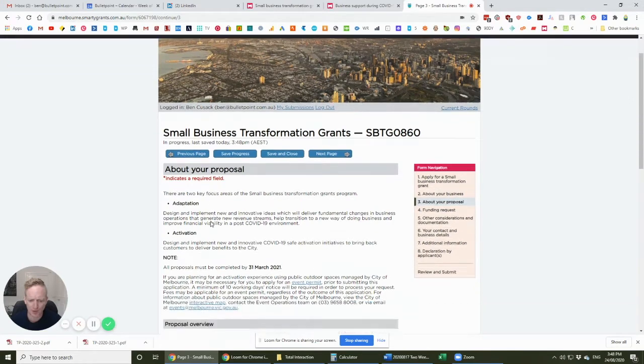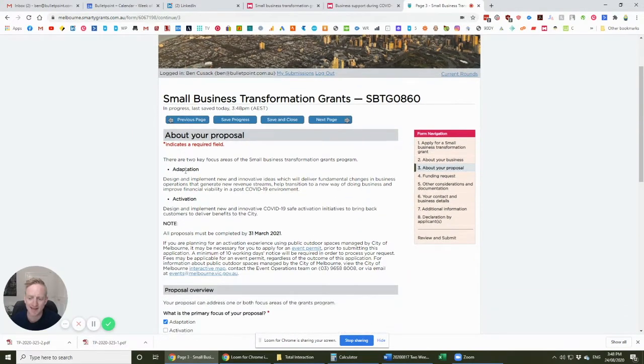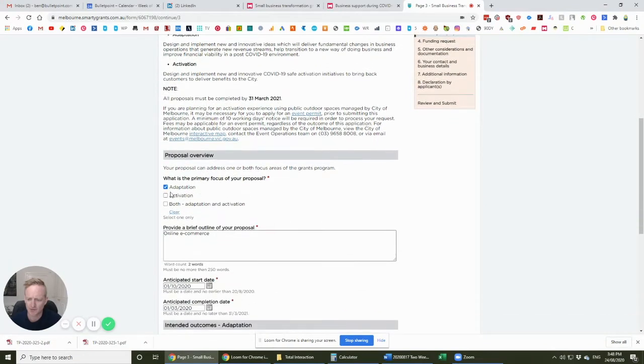This is about your proposal. So once again, the adaption and activation are the two areas they want you to focus on. You've only got 250 words. I would focus on one, not both. And it's only $5,000, so $5,000 isn't going to go very far if you spread it across adaption and activation.